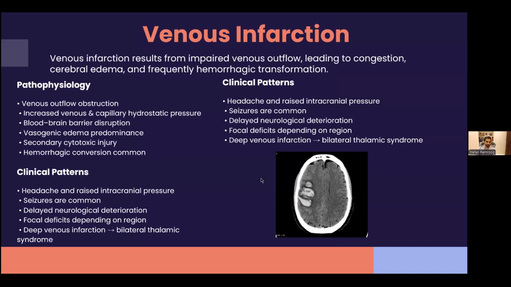So more on infarction itself. Venous infarction occurs when you have venous outflow from the brain being obstructed, leading to congestion, cerebral edema, and oftentimes hemorrhagic conversion. The process typically begins with venous outflow obstruction. That can be as a result of, as mentioned before, cerebral venous sinus thrombosis, or cortical vein sacrifice during surgery, or external compression by tumors or thrombosis of the deep venous system.